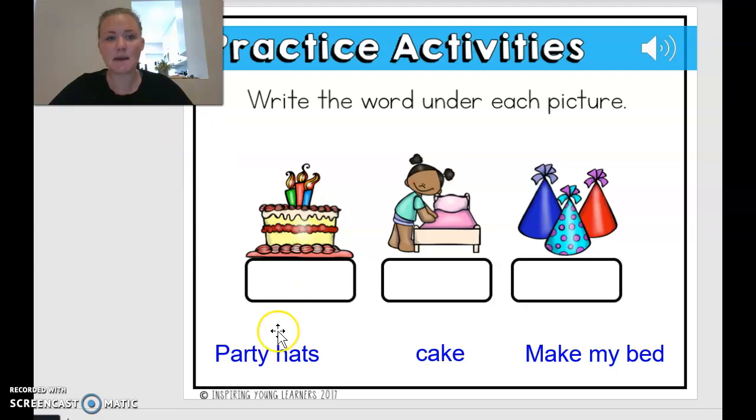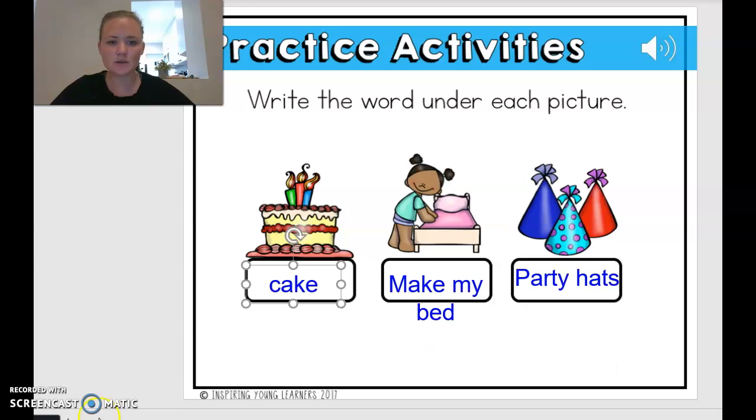All right, so now we're going to match the picture with the words. I'm going to pause the video, and you should as well. Make sure you think about what we went over in the story and the vocabulary before. We have party hats, cake, make my bed. Pause the video and match the words with the picture. All right, so here are your answers. This is cake. The girl is making her bed, or we could call this make my bed. And party hats, something to wear on your head.